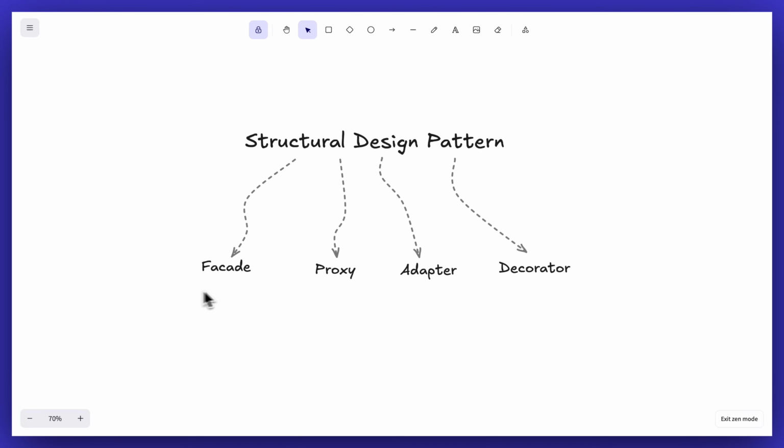Hi everyone. In this video, we will be learning about the facade design pattern, which is one of the structural design patterns. So in order to understand the facade design pattern, let's start with the definition first.